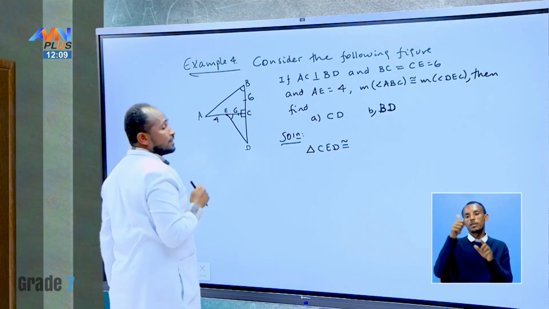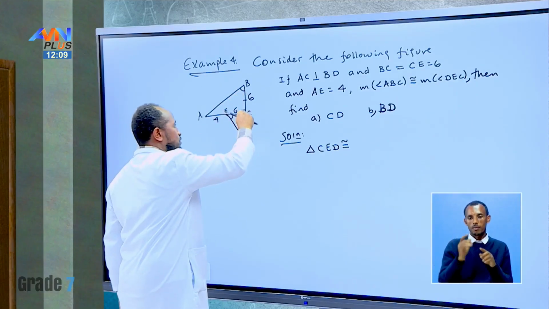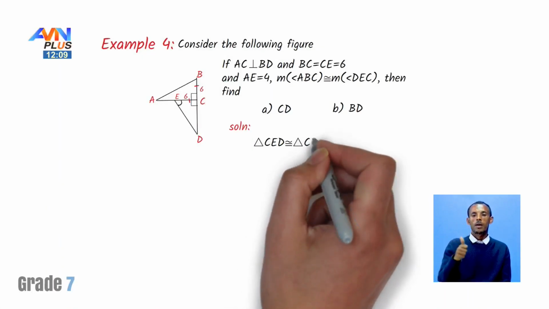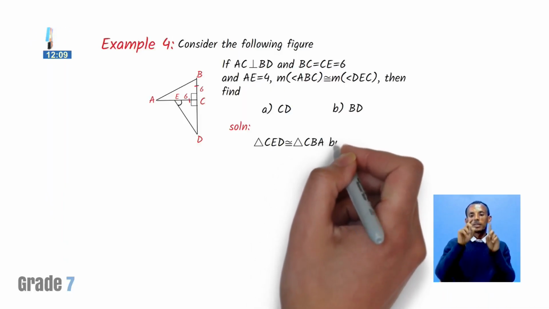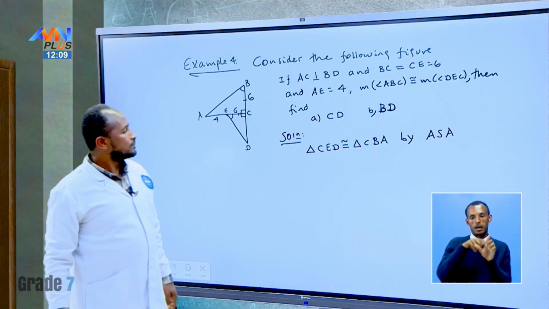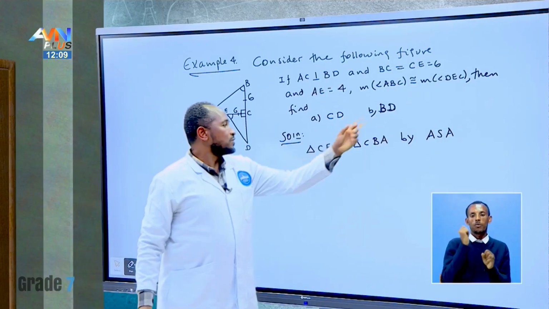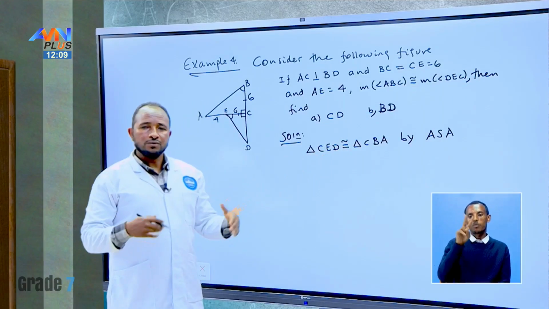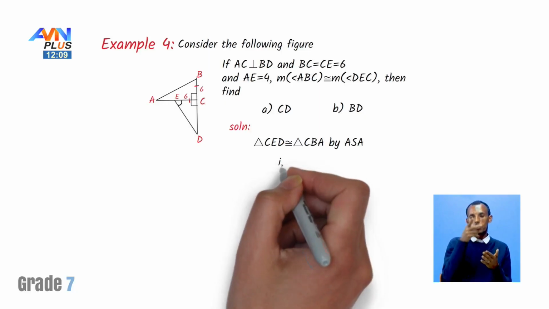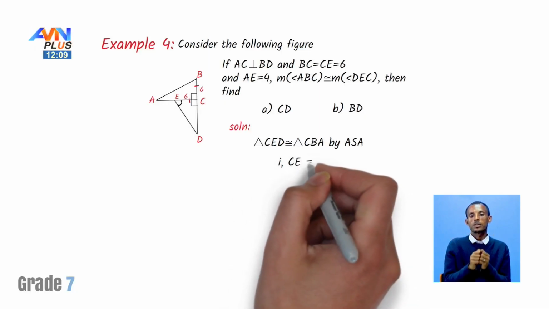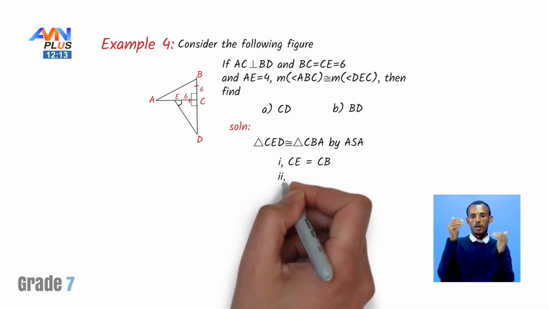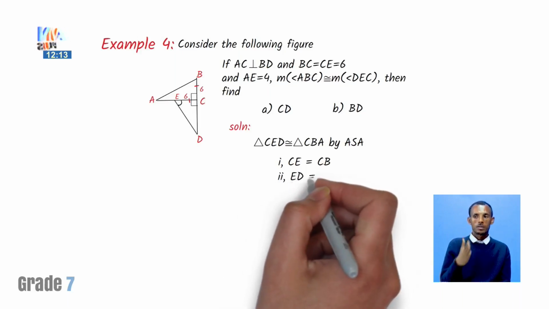You move in the same order for the other triangle. So from 90 degrees to this one. So triangle CBA is congruent to triangle CBA, by which congruency test? By two angles and the included side, that is angle side angle congruency test. So from this we need to find the sides. If two triangles are congruent, their corresponding sides are also the same. So from this you can see that side CE is the same as side CB. Again here, side ED is congruent to side BA.